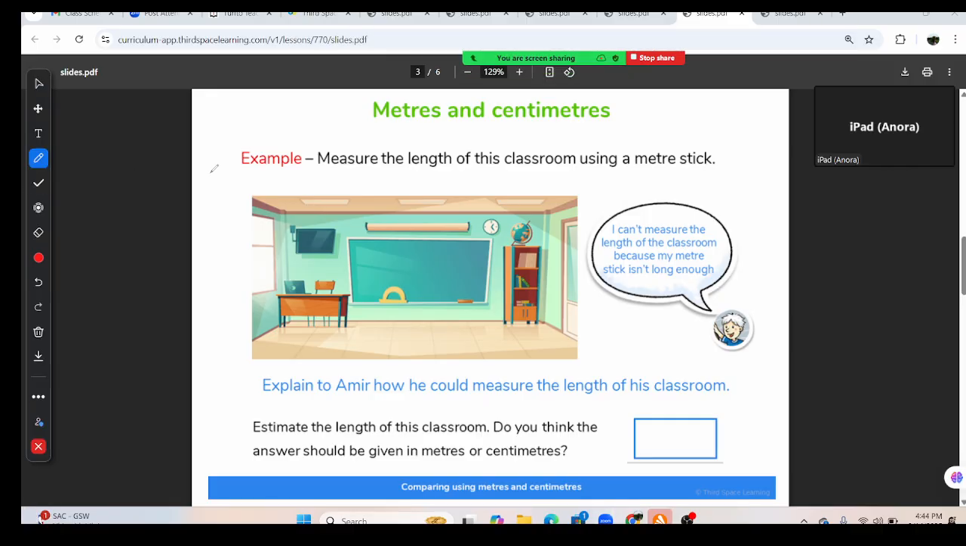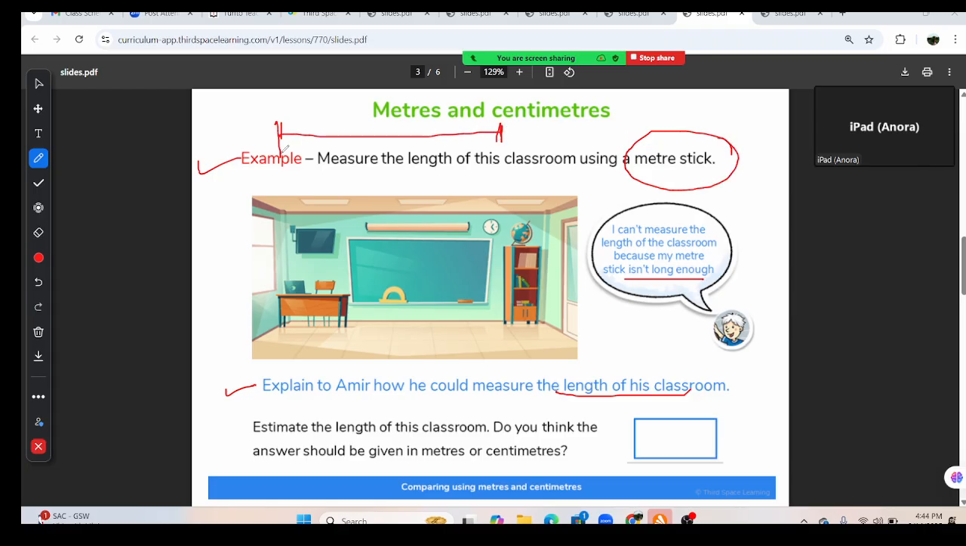So it says, read this example. Measure the length of this classroom using a meter stick. I can't measure the length of the classroom because my meter stick isn't long enough. So explain to Amir how he could measure the length of his classroom. He has a meter stick. Meter stick means which is 1 meter long.